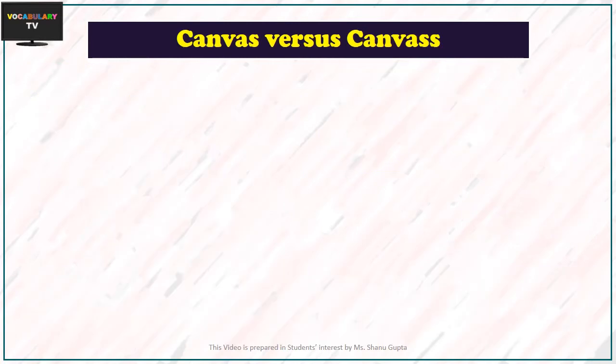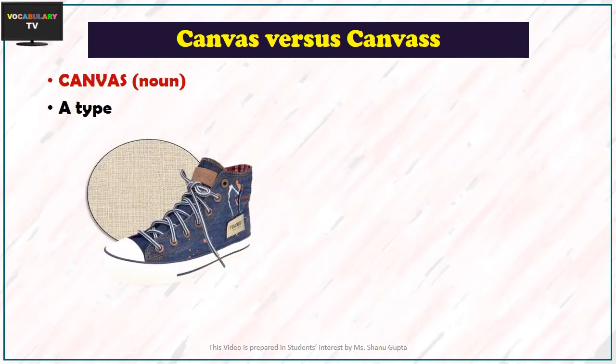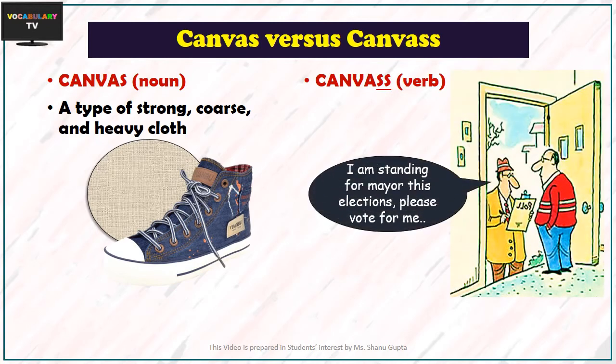Next are the words canvas and canvass. The one with a single S is a noun and the one with a double S is a verb. The word canvas means a type of strong, coarse and heavy cloth, like you would have used for canvas shoes. On the other hand, to canvass means to seek people's vote or support.